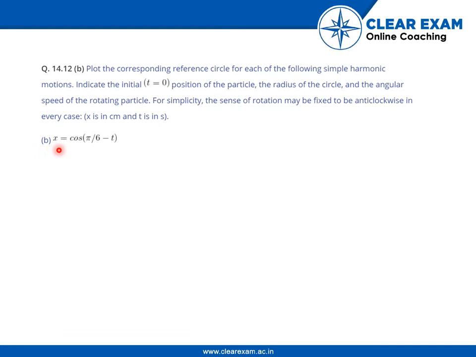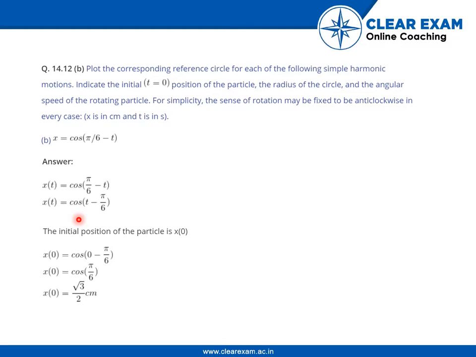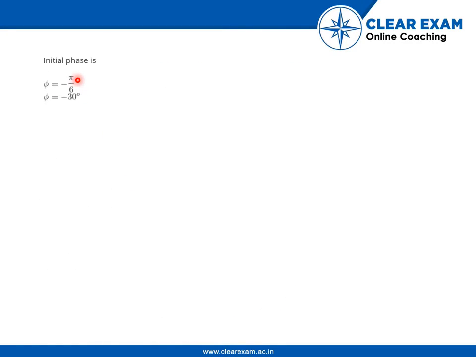The next equation is x equals cos (pi by 6 minus t). So likewise, as we have done in the previous case, we are doing the same thing here, and eventually we get x at t equal to 0 equals root 3 by 2 centimeter, and the radius of the circle, that is the amplitude, is 1 centimeter, and the angular speed of the rotating particle is 1 radian per second. Initial phase is minus pi by 6, that is minus 30 degree.